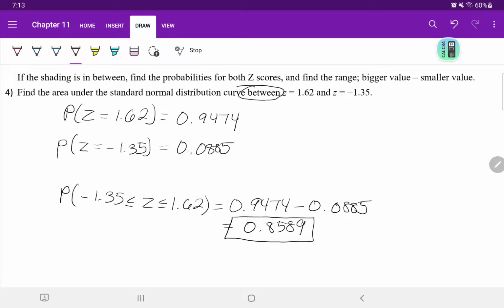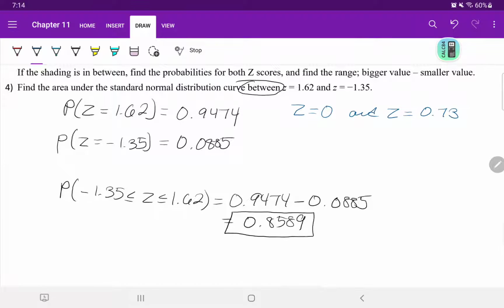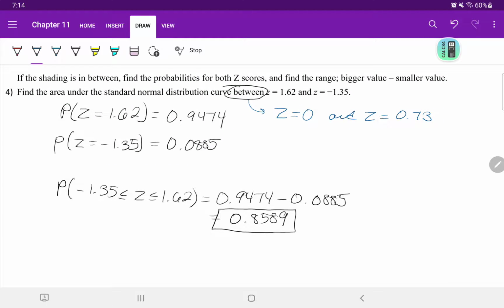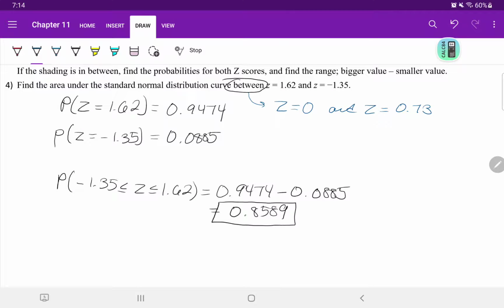Let's do another one. Between z equals 0 and z equals 0.73. And it's between those two z-scores. So once again, find the probability of each. Find the probability of the bigger one first. The probability that z equals 0.73. Then the probability that z equals 0. I'm going to put 0.00 at the end only because if you notice, the z-scores have the two numbers after the decimal.